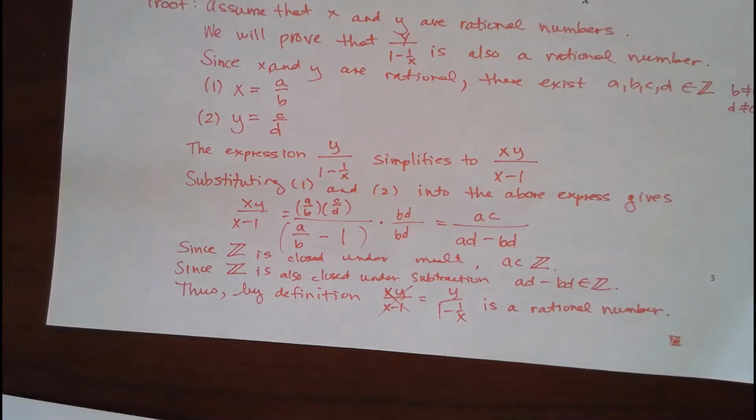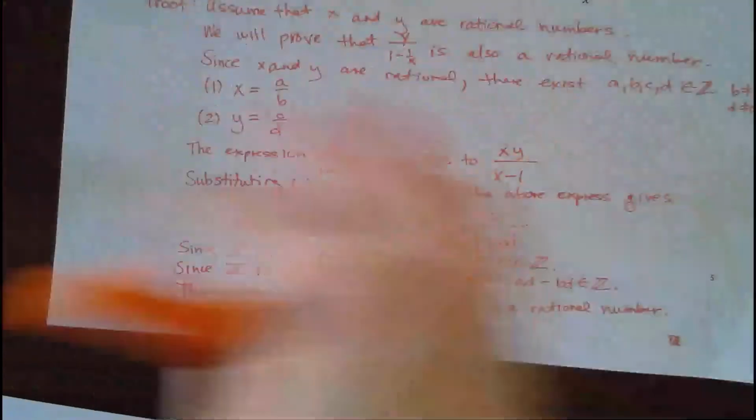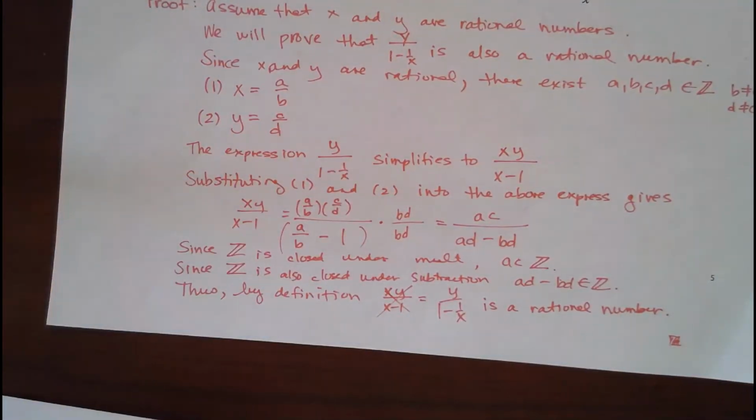So for integers, we have to know the closure properties for integers. Integers are closed under addition, subtraction, and multiplication. But if there's a different problem and it was a proof about natural numbers, then we'd have to be careful, because that one's only closed under addition and multiplication, but not under subtraction or division.